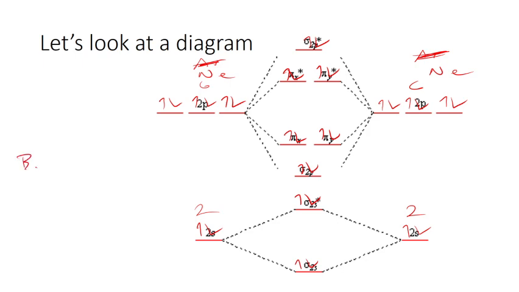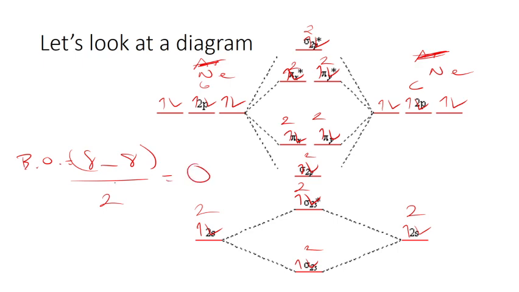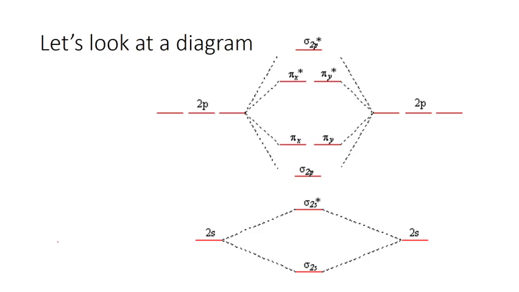So if we look at our bond order here, we have 2, 4, 6, 8 electrons and 2, 4, 6, 8 anti-bonding electrons. And 8 minus 8 is 0, divided by 2 is also 0, which means we have a bond order of 0, which means this is not going to form a bond.